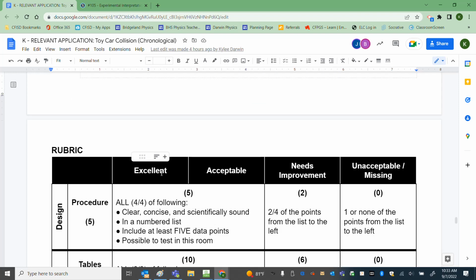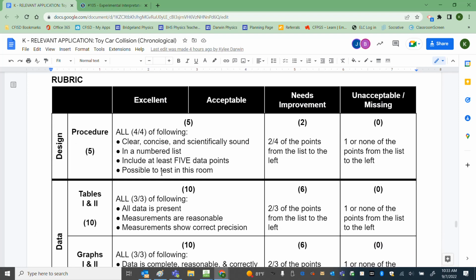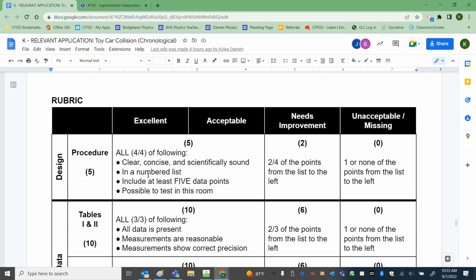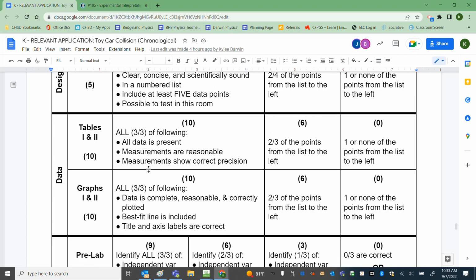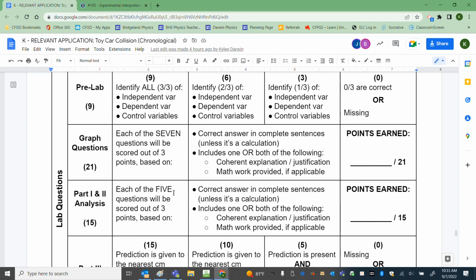And then the only thing after that is the rubric. Hopefully you've already looked at the rubric, but if not, there is a rubric at the end. Please make sure that you are doing everything that you need to get full credit. If you haven't looked yet, it's back here.